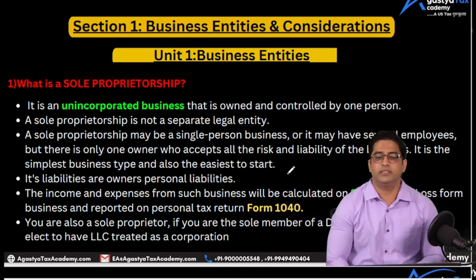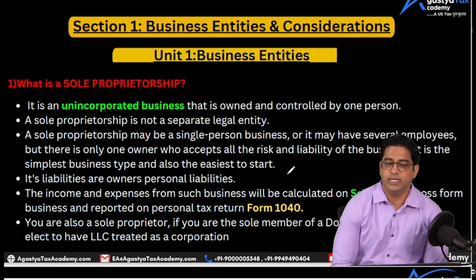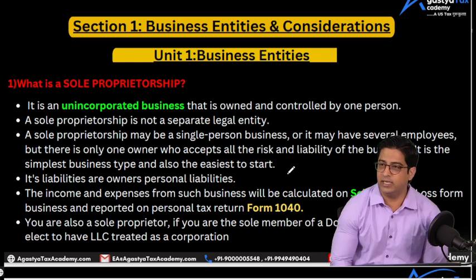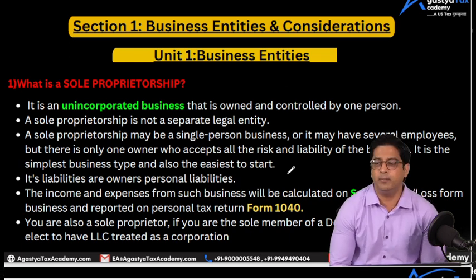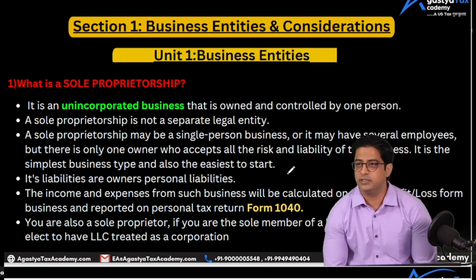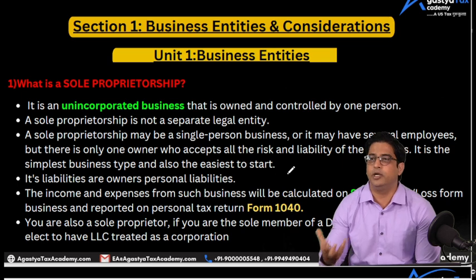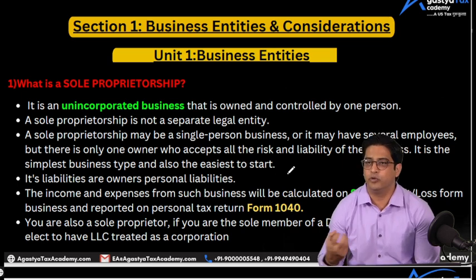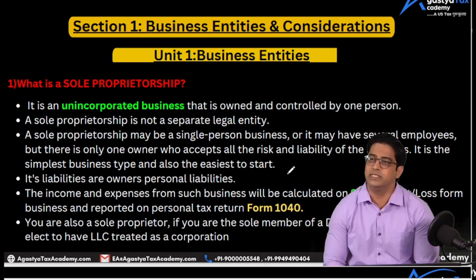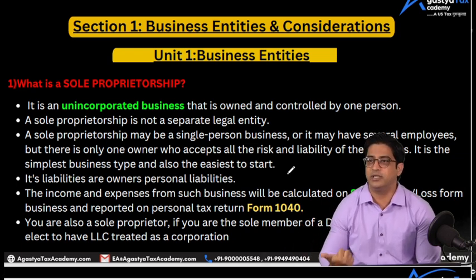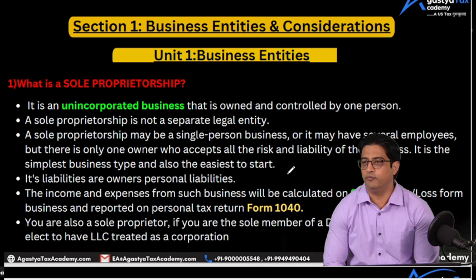So what are they saying? A sole proprietorship can be a single individual, or multiple employees can work in that business, but only a single person will accept all the risk and liability of that business. If you are opening a business, there is always a risk that it will go to zero. Business may happen or may not happen. There is a financial risk, right? And there will be other sorts of risks also. What are the other sorts of risks?